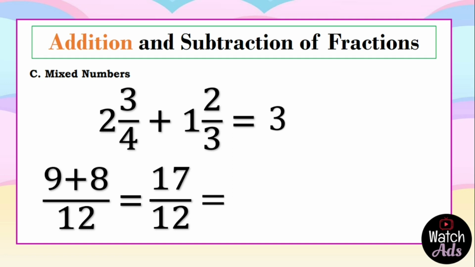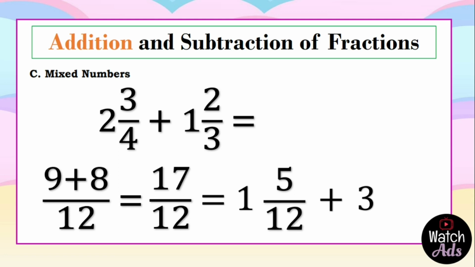17 divided by 12 is equal to 1. And our remainder is 5 because 17 less 12 is equal to 5. That will be our numerator, and we will copy the common denominator. But remember, we have a whole number 3, so we add it to our answer. That gives us our final answer, 4 and 5/12.